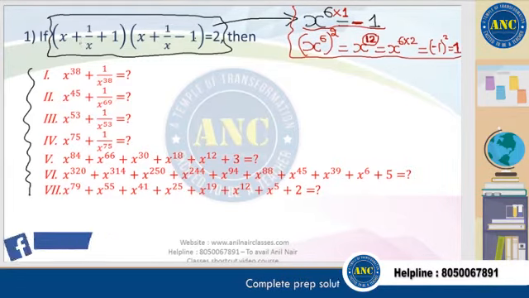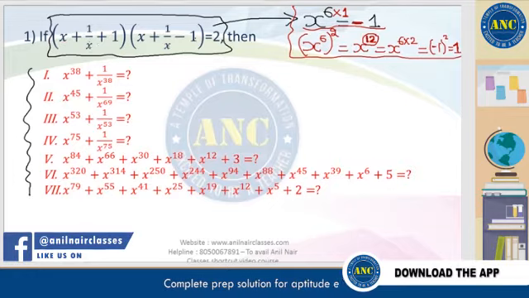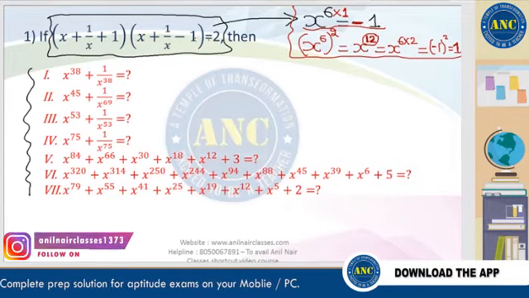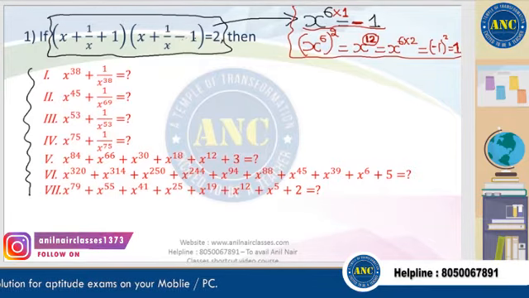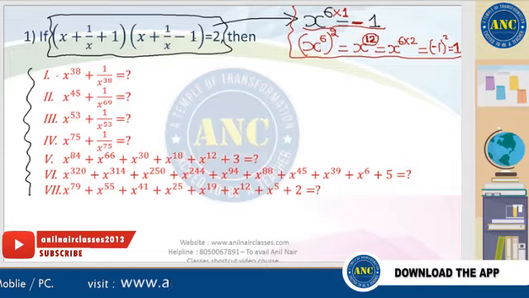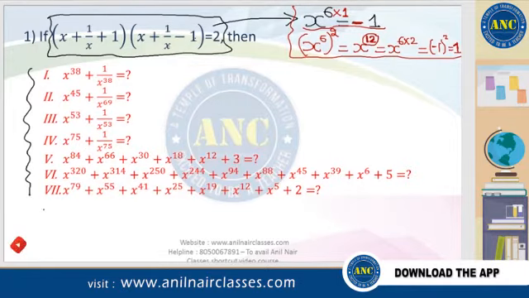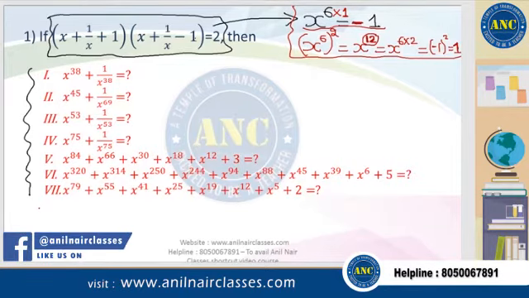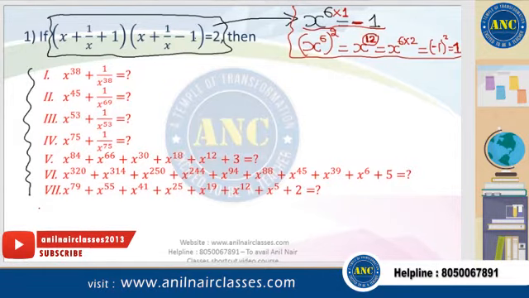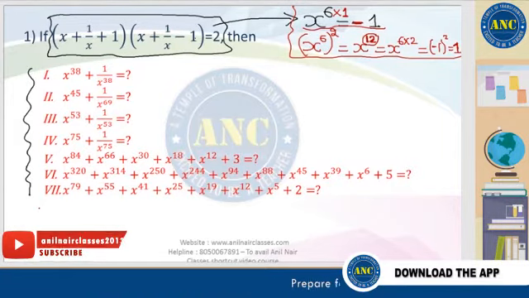Because in the if condition they have given (x + 1/x) + 1 into (x + 1/x) - 1 equal to 2. This is also one of the if conditions where x^6 + 1 will be equal to 0. I hope the idea is clear. Now see here, there are 7 questions given in the first question itself. In the first question there are 7 sub questions, but I have not given the options for any of these. Without options we can easily solve it. Anyway, options are not actually required.